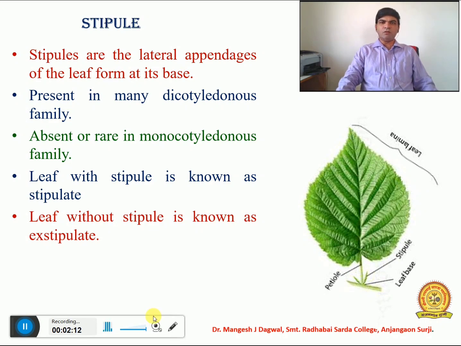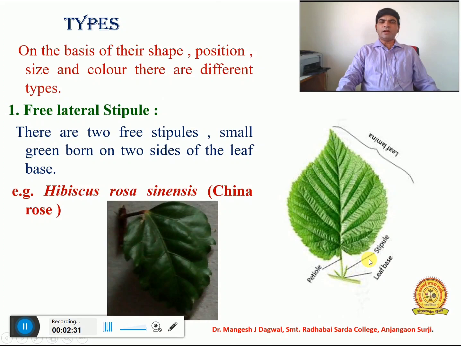These are mostly absent or rare in the monocotyledonous families. A leaf with stipules is known as a stipulate leaf, and a leaf without stipules is known as an exstipulate leaf. When we say this leaf has the stipule, it is stipulate, and if there is no stipule, it is called exstipulate. Now there are different types of stipules, on the basis of their shape, position, size, and color.